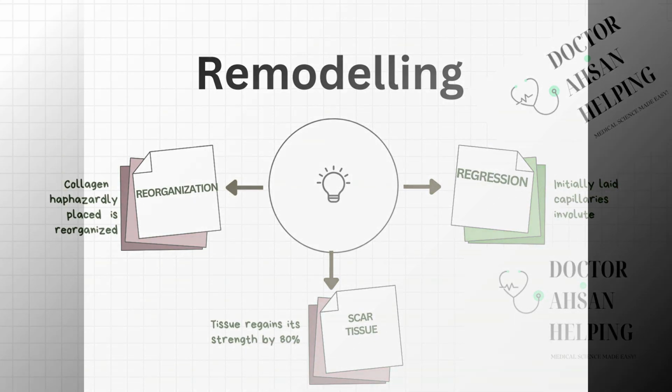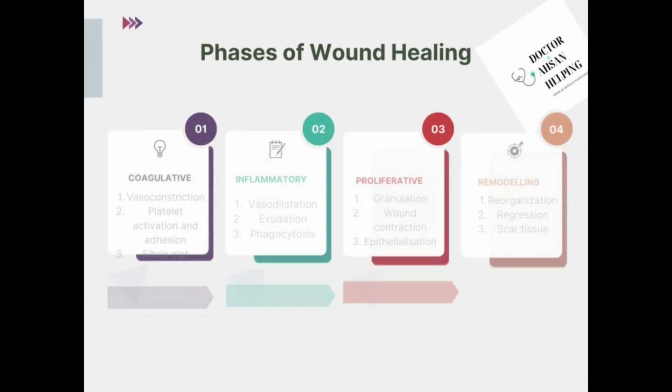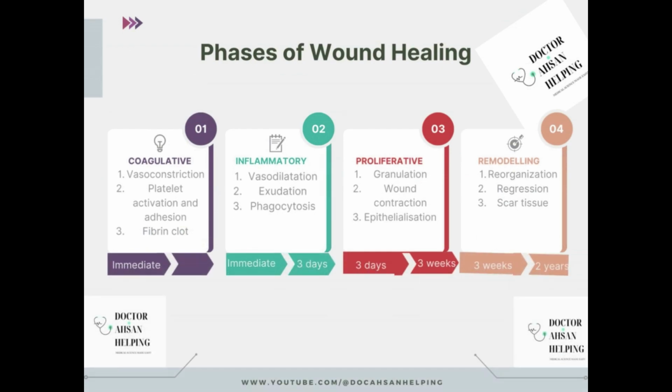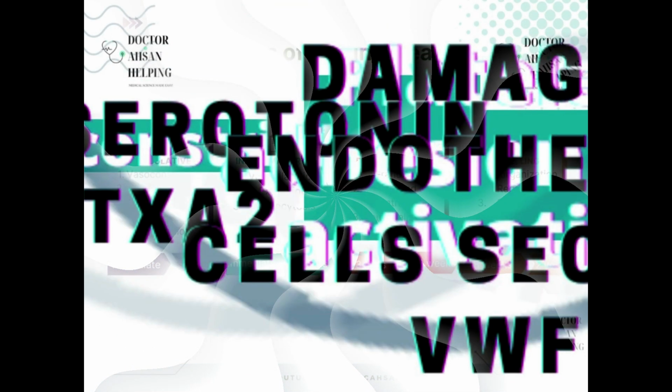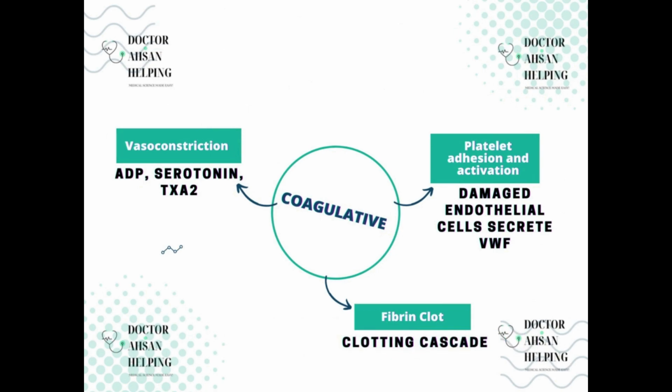So let's begin. The very first phase, coagulative phase, starts from the time of injury or from the time of creation of wound, as we create a surgical scar by giving a surgical incision. So the timing of coagulative phase is immediate. There are three aspects we will be discussing in every phase.